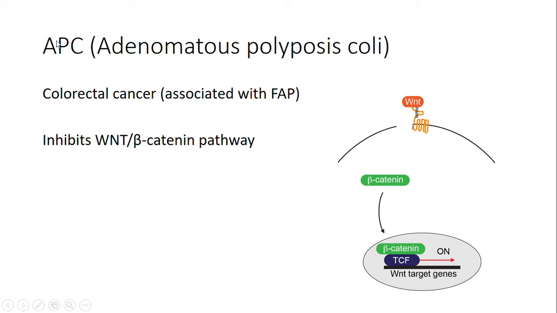Let's move to adenomatous polyposis coli, or APC gene. It is associated with colorectal cancer in familial adenomatous polyposis. It will inhibit the Wnt beta-catenin pathway. So the Wnt will bind and it will activate the beta-catenin, which will go to the nucleus and initiate the transcription of important factors for the proliferation of the cells. APC will bind to beta-catenin and degrade it to stop the proliferation.